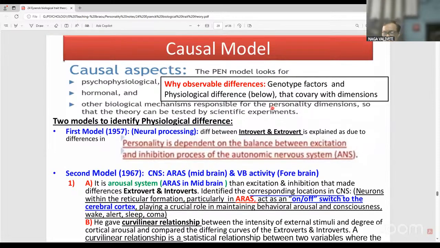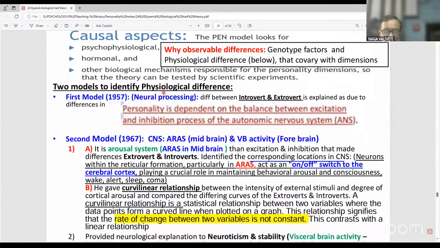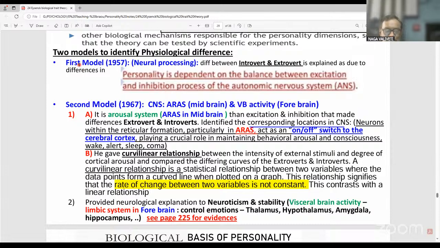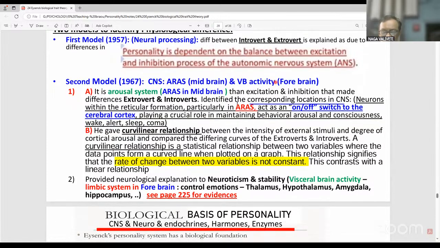Then the causal model, we will see here what contributes. He had given two theories. He says our psychological aspects, hormones, enzymes, the nervous system and the biological system also contribute. We already discussed it, but he had given two models for the explanation. The first model tries to explain that introversion and extraversion are due to the autonomic nervous system. If there is high excitement of the autonomic nervous system, they will become extroverts. If there is low excitement or inhibition of the ANS, then they will become introverts. This is the first model of explanation he gave.